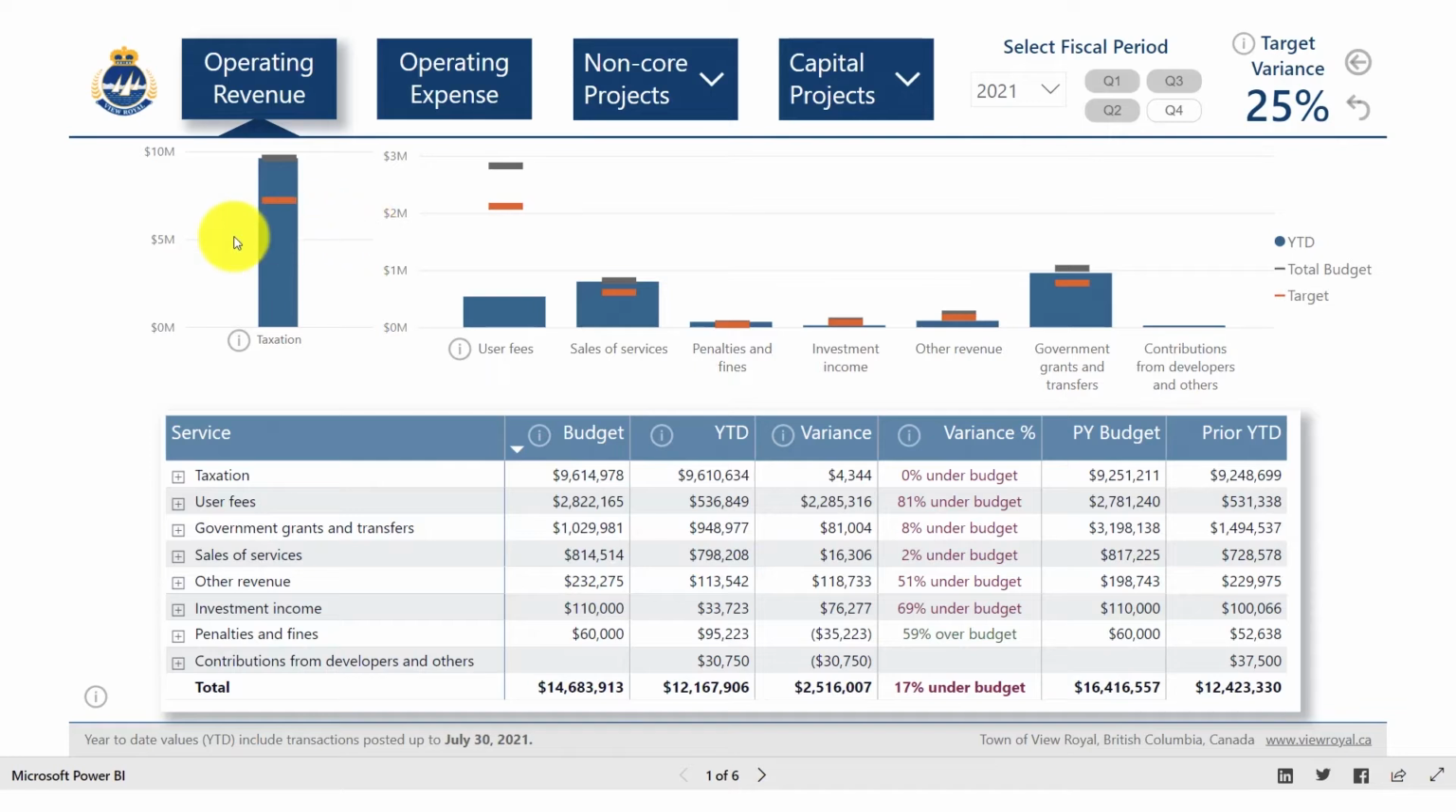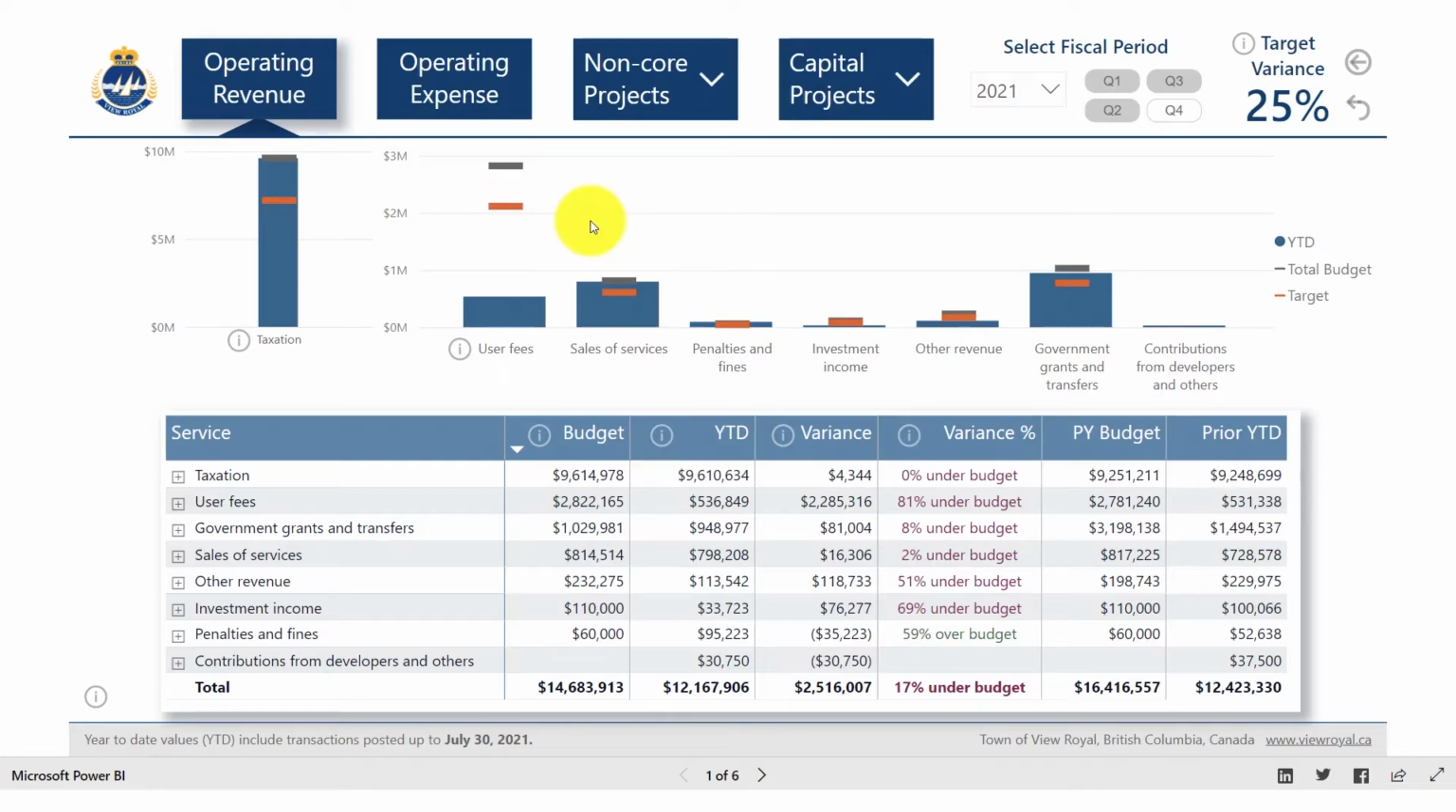The first graph on this chart gives you a snapshot of how we're doing at the moment in time that you've selected in your fiscal period. You can see that the blue bar is representative of where we are at year to date and corresponds to the column below that is labeled year to date. The orange bar relates to our target variance.